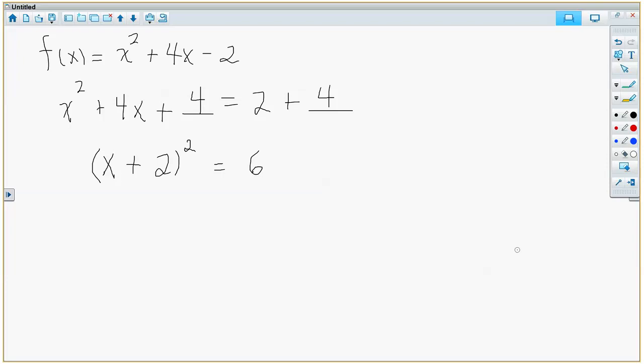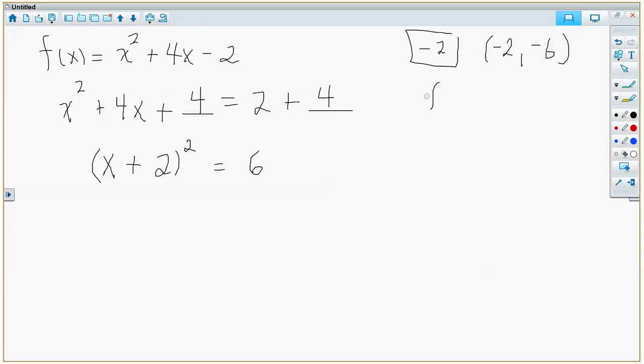x plus 2 quantity squared is equal to 6. What'd y'all get? All right, so the y-intercept is -2. There's your y-intercept. Your vertex is -2, comma what? -6. Now, I want everybody right now to write that right here. I want you to write it in intercept form. Put it over here on the side.